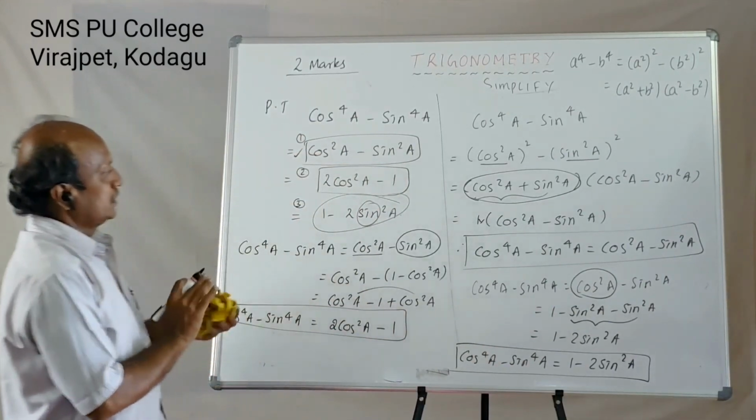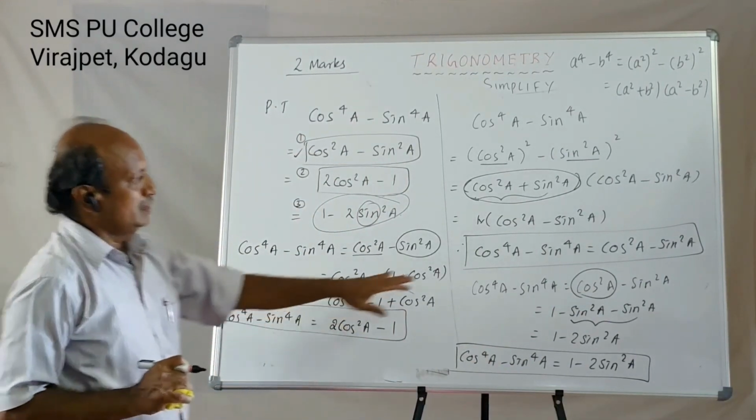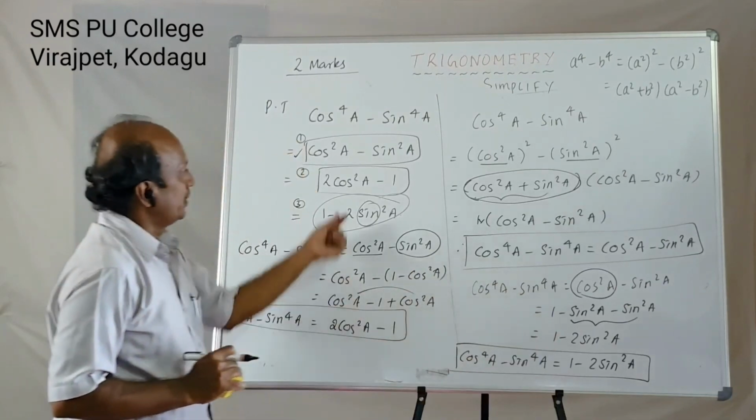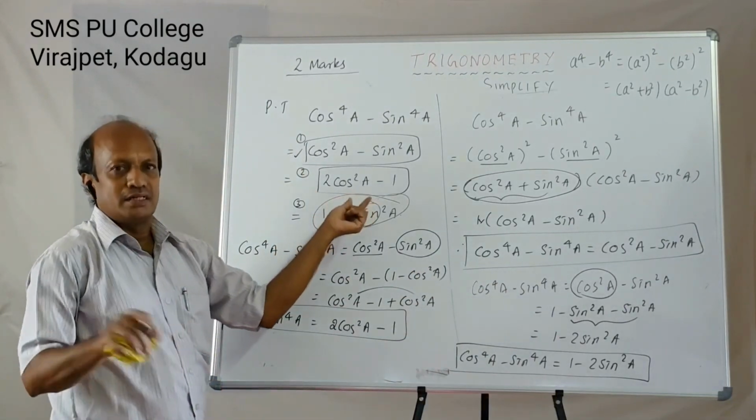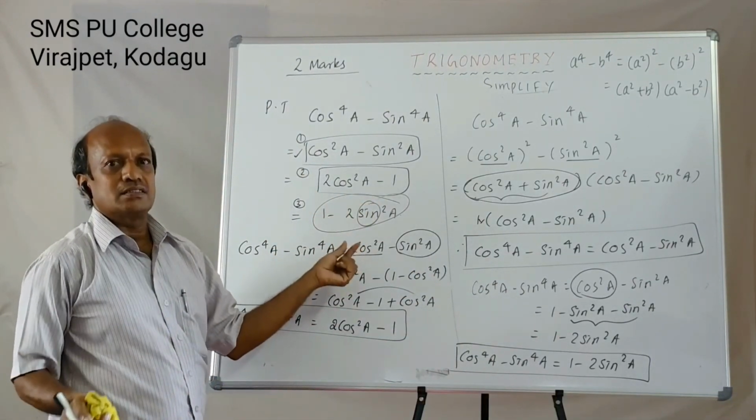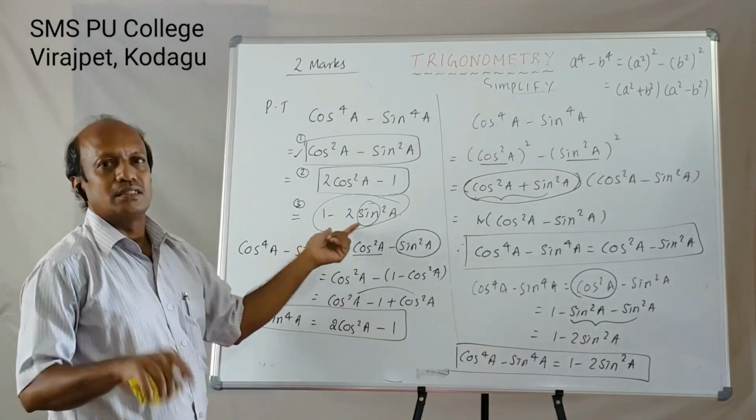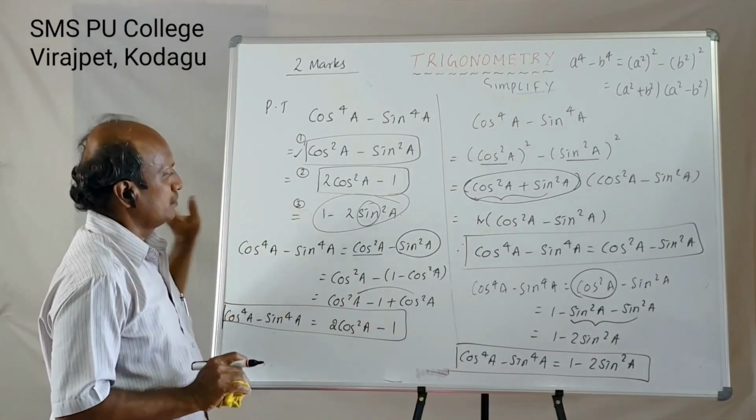Now for the second and third results, the same thing you have to readjust. If required, convert sin in terms of cos. If required, convert cos in terms of sin. That's all that has been done.